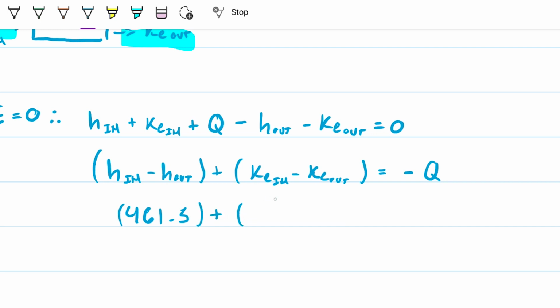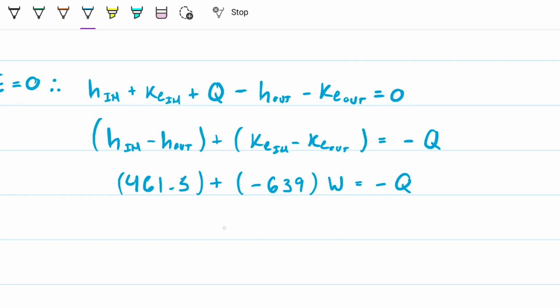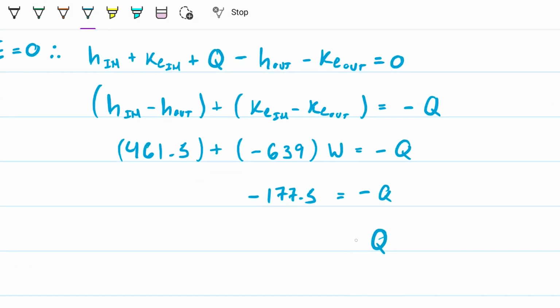What about this guy here? Well, this one is 10, this one is 170, so this is going to be a negative number, and this is my 639. Everything here is in watts. That's going to be minus Q. So therefore, minus Q equals minus 177.5, and therefore Q equals 177.5 watts.